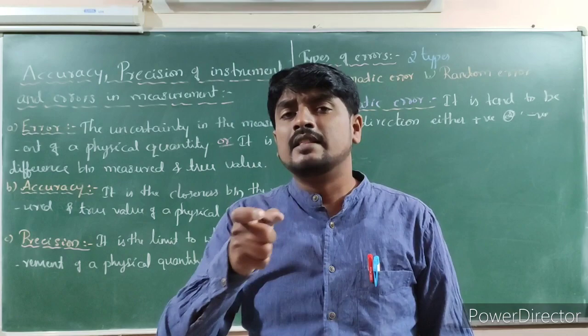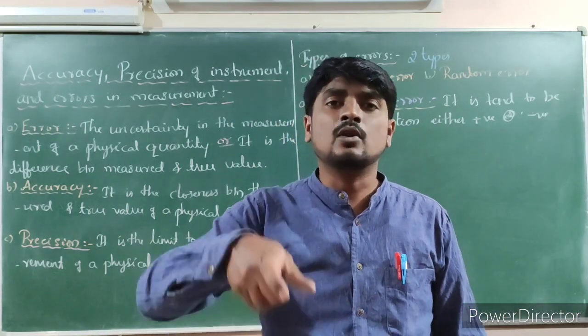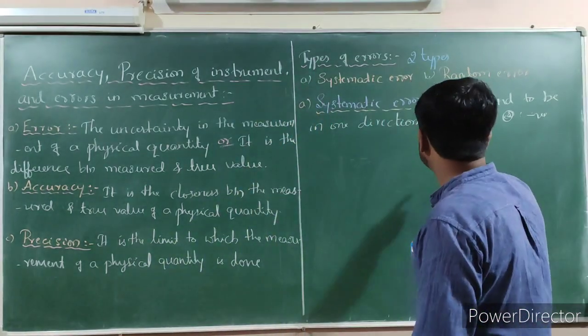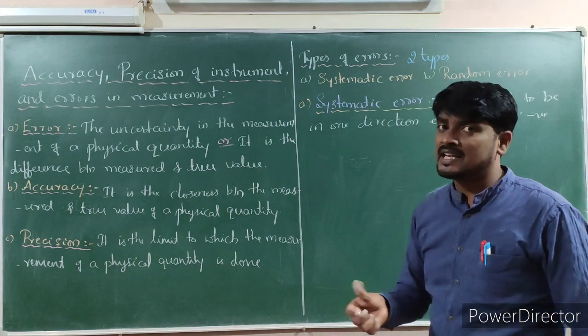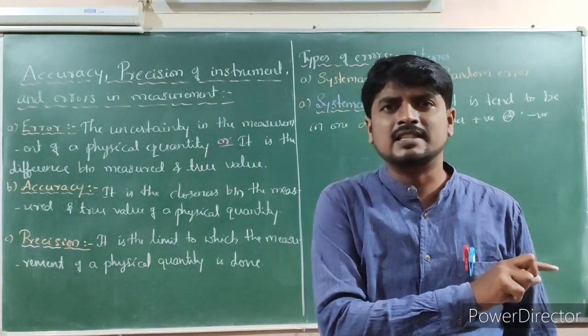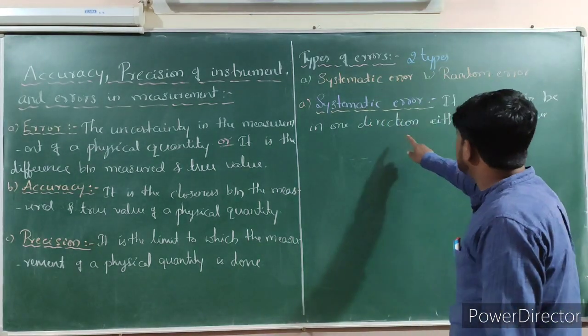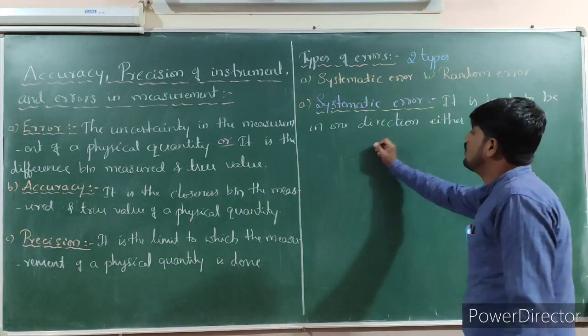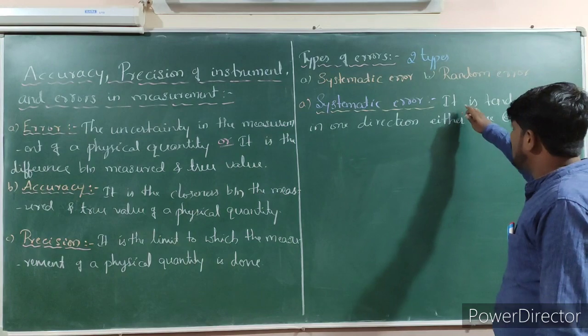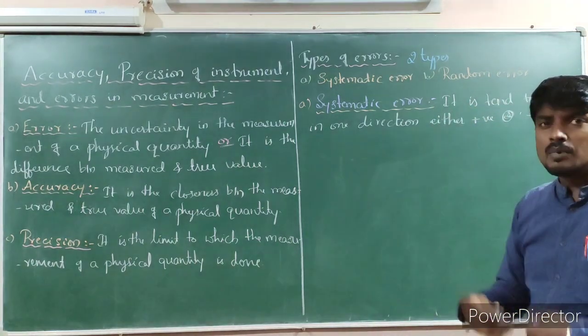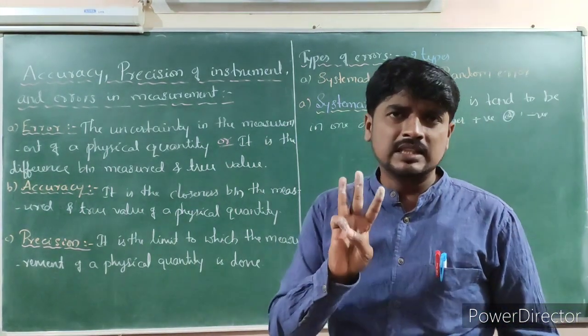So that means the error is occurring in only a particular direction, positive error. Suppose if I go with the negative error, it is always in the decreasing order. So positive direction or else negative direction. That is why it is called as tending to be in one direction.